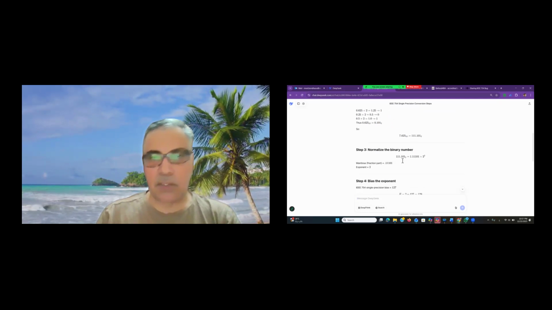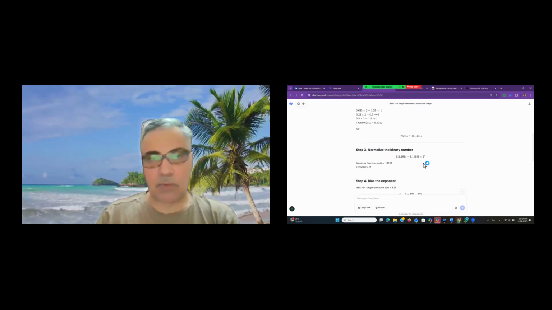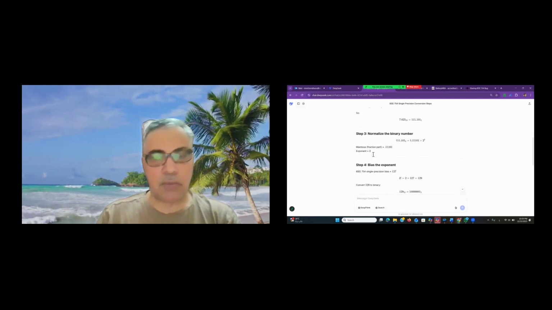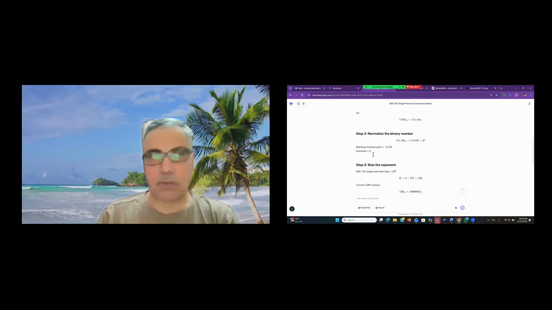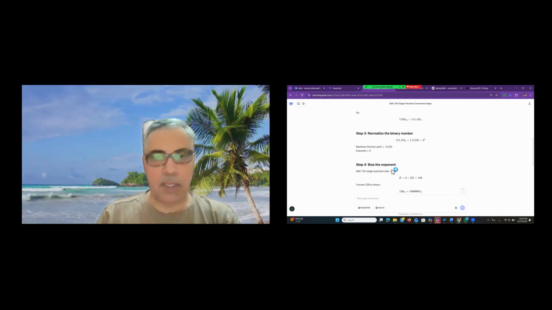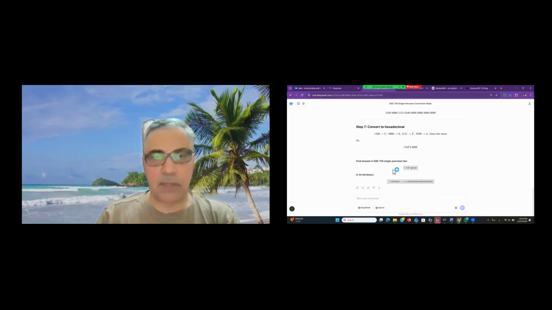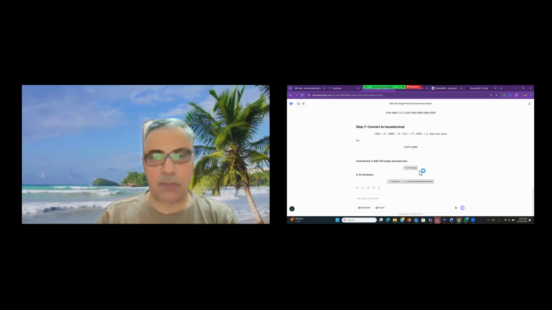And then the normalization was done correctly. So here 2 to the power 2. So the exponent is equal to 2, as opposed to 3, which was found by Claude. And then the end result is correct. So it is 0xC0F40000.